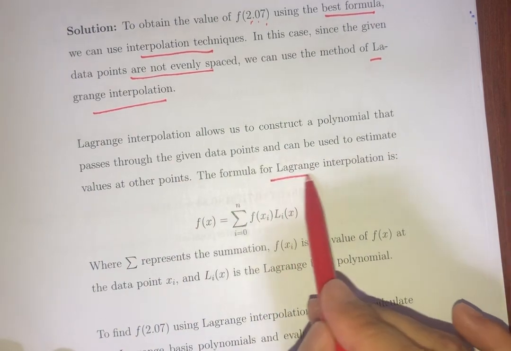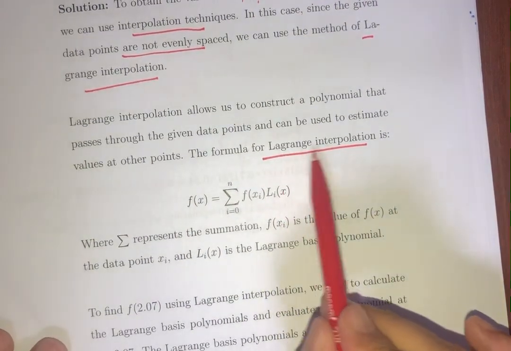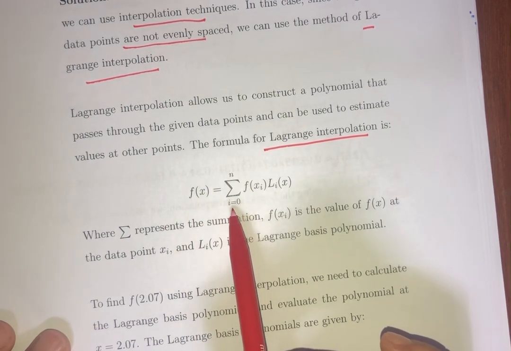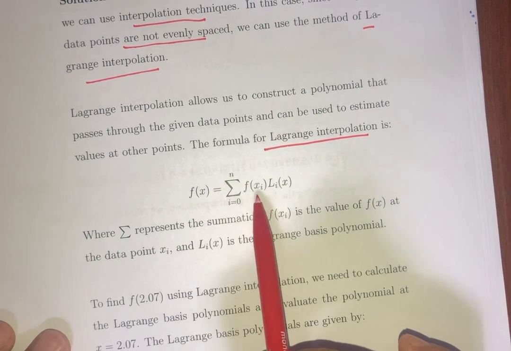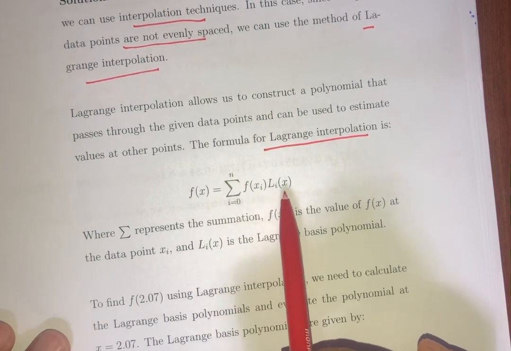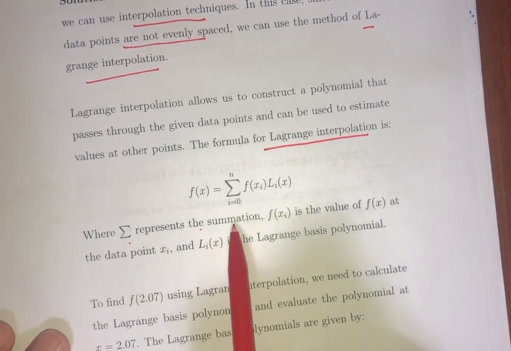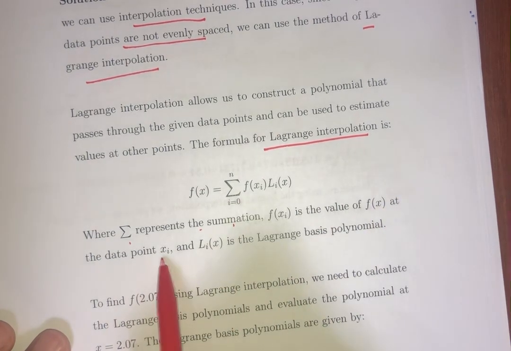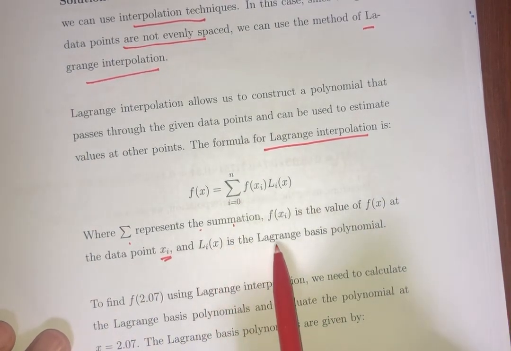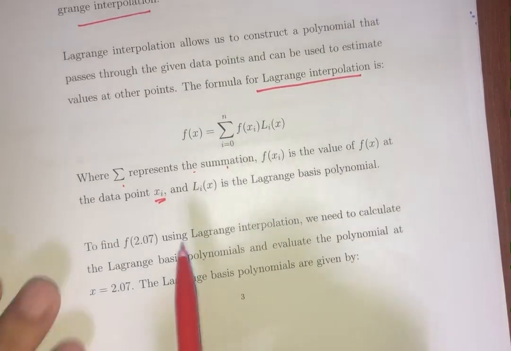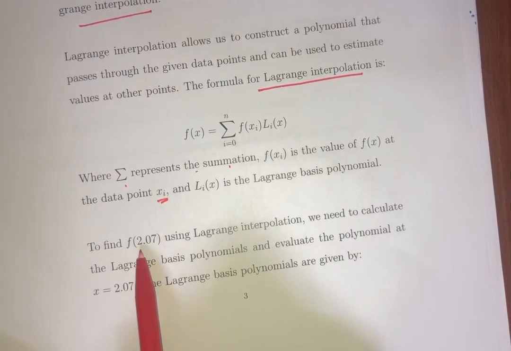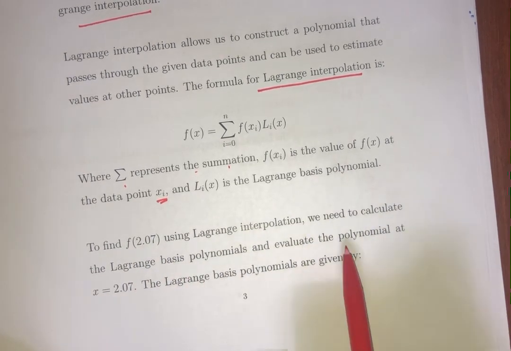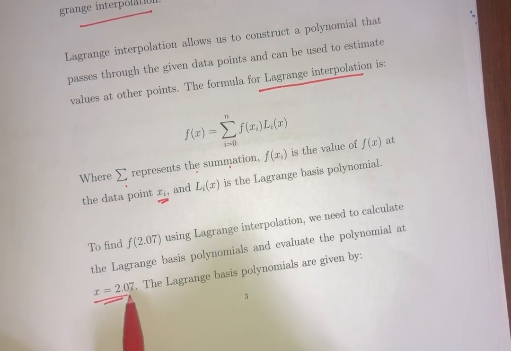The basic formula for Lagrange interpolation is given by f of x equal to the summation, with i going from 0 to n, of f of xi times Li of x, where f of xi is the value of f of x at data point xi, and Li of x is the Lagrange basis polynomial. So to find the value f of 2.07, we need to calculate the Lagrange basis polynomials and evaluate them at x equal to 2.07.